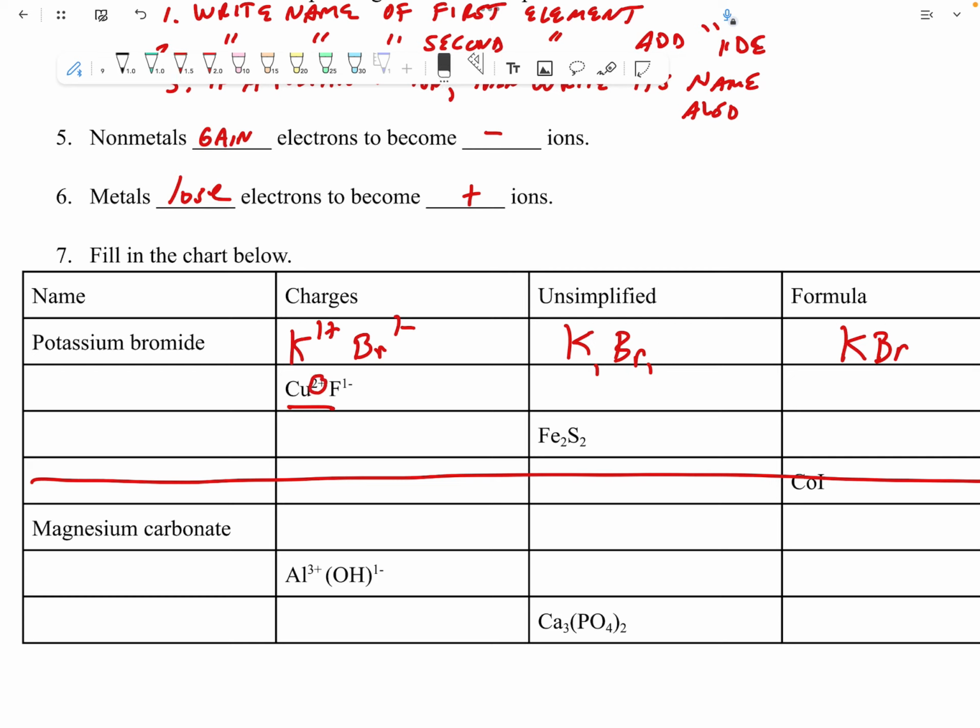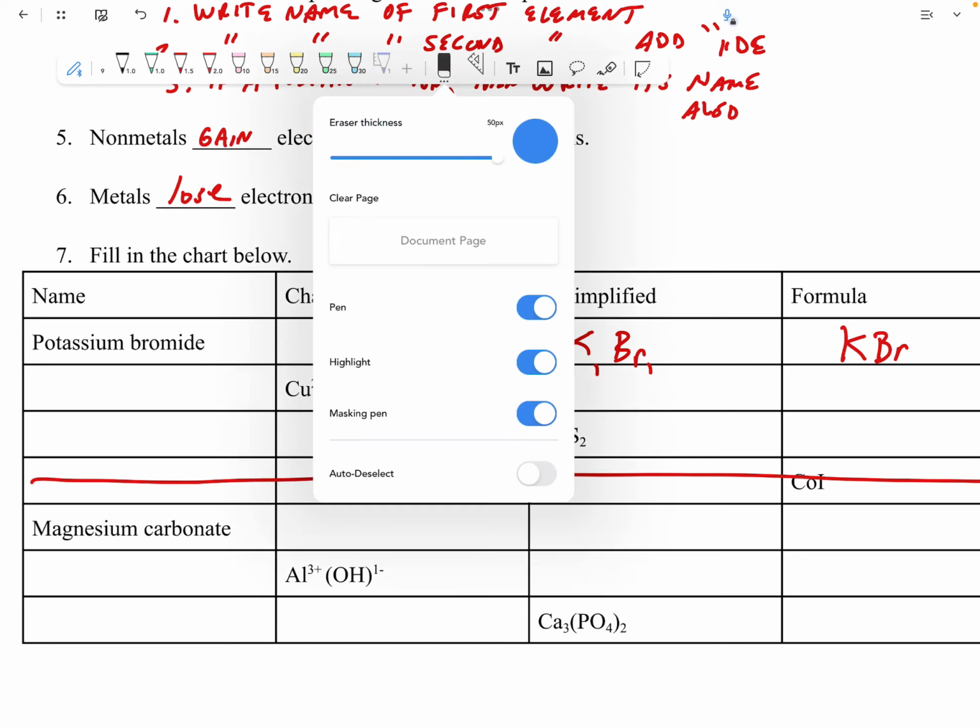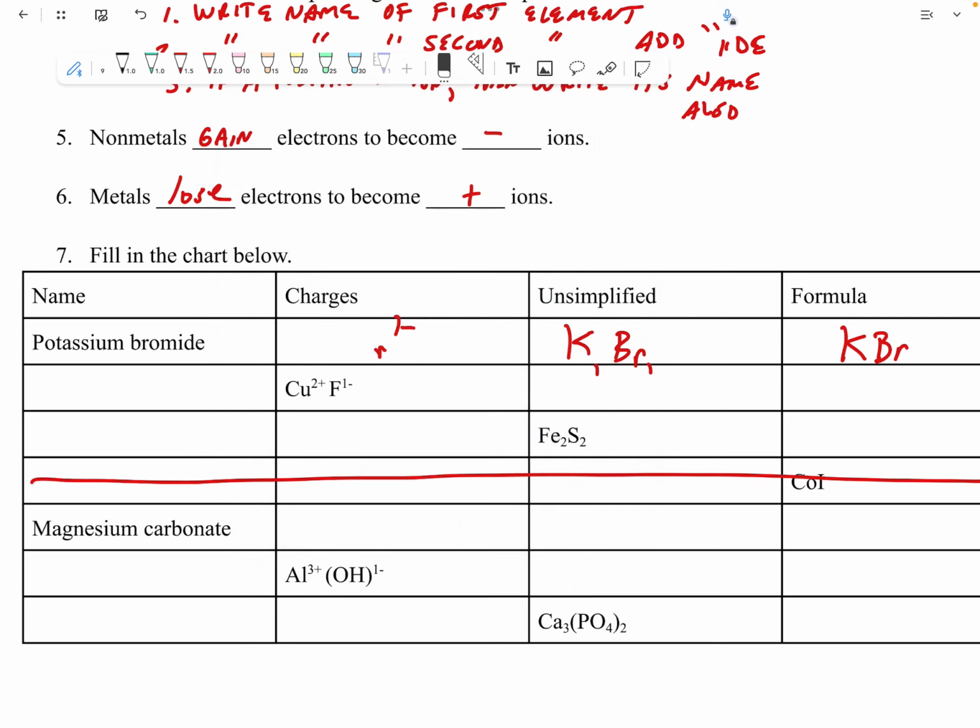So remember, the charge of the, oops, that's a big mistake there. Let me change the size of that thing. Oh, one second. There we go. Way too big. There we are.